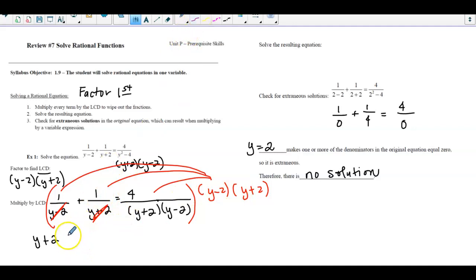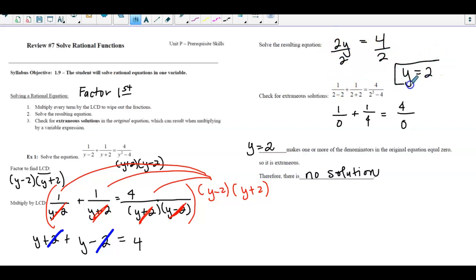So that's going to be plus y minus 2 equals. Now on the last one, the y plus 2 cancels with the y plus 2, and the y minus 2 cancels with the y minus 2, leaving me just the 4. So equals, and then 4. From there, we're just going to solve the equation. So you have 1y plus 1y is 2y, and that's going to equal 4. As you see, the plus 2 and the minus 2 cancel each other out. All right, so divide by 2, and we get y equals 2.